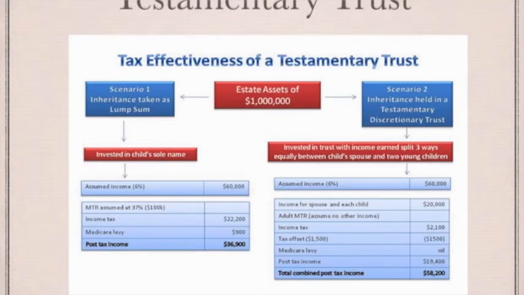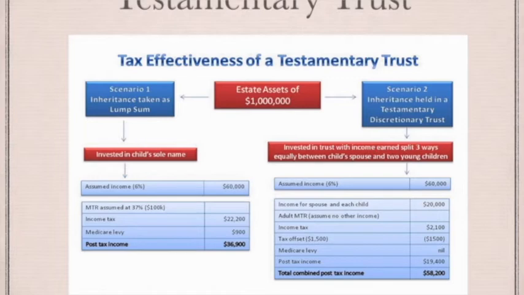So this slide shows an example of a testamentary trust. Scenario 1 is where the child has either not been given the option of a testamentary trust or chooses not to take their inheritance of $1 million in the trust. They take it as a lump sum, and you can see then on $1 million of investment at 6%, they're earning about $60,000 a year from that $1 million, and that's all in their own name. So they pay income tax at whatever rate they earn their other income at. So you can see that post income tax, out of that $60,000, they're probably only going to keep about $36,900.